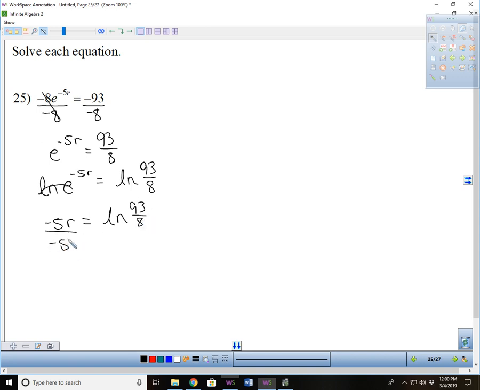And then I just divide by negative 5. But remember, we don't leave negatives in the bottom. So I'm just going to stick it out to the side up top. If I had multiple things up top, I would have to change the sign of all of them.